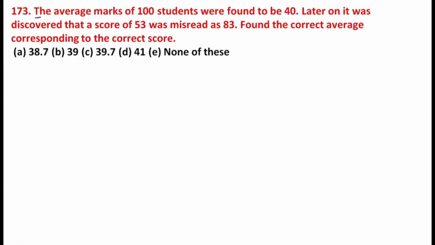Next one. The average mark of 100 students was found to be 40. Later on, it was discovered that a score of 53 was misread as 83. Find the correct average corresponding to the correct score. The total number of students is 100, whose average is 40.